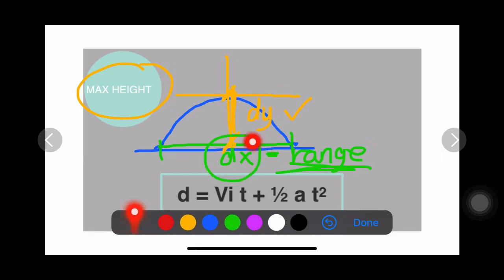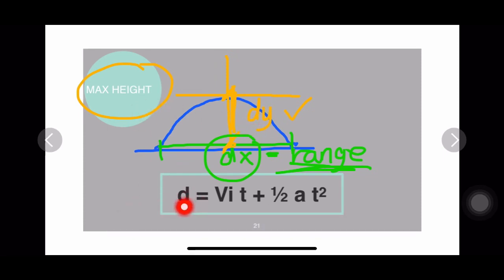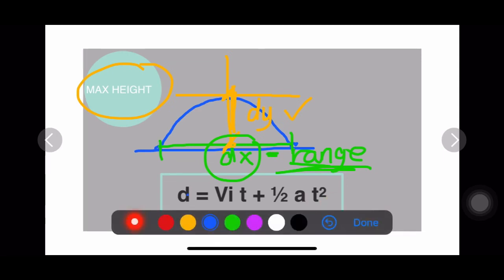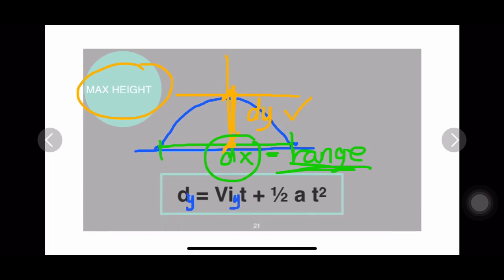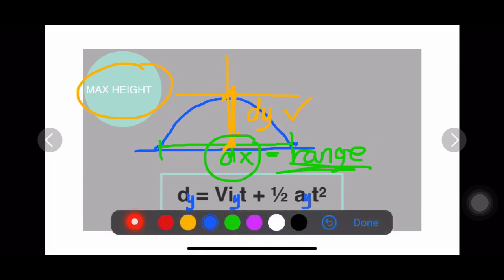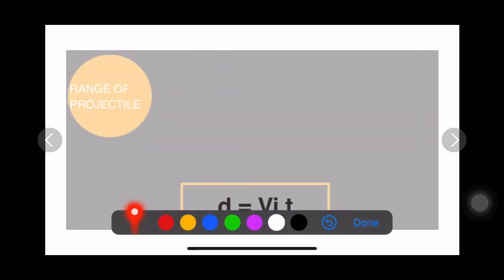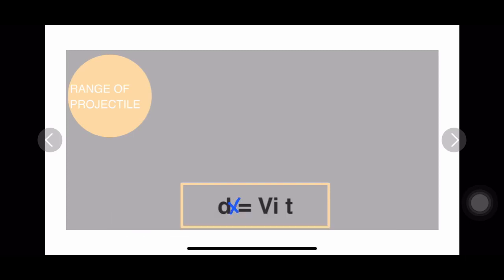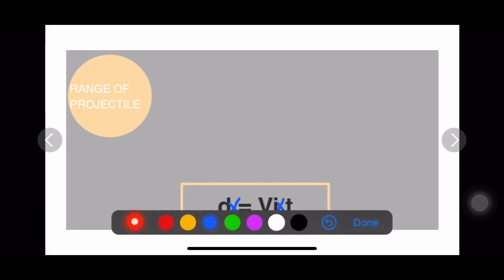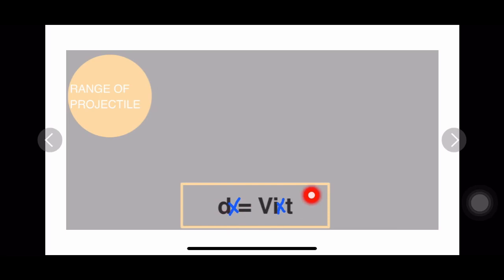Right, so to solve for the dy, the maximum height, we have d equals vit plus 1/2 at squared. Since this is along the y-axis, we also put dy here. This is viy t plus 1/2 ay t squared. Everything here will be along the y-axis as well. Alright, so to solve for the range of the projectile, we have d equals vit. This is the range, this is dx, so we have vix times t. Okay, that's it.